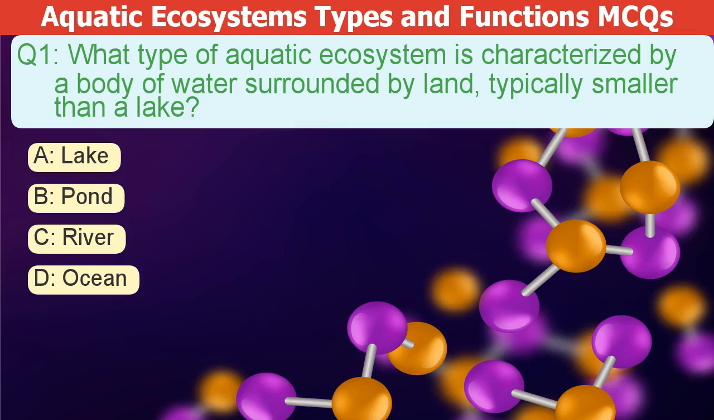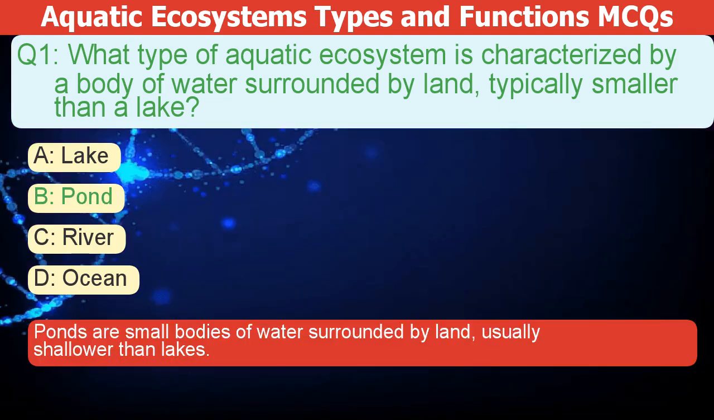What is the main difference between a pond and a lake? A. Size. B. Depth. C. Location. D. Type of aquatic life. The correct answer is A. Ponds are smaller water bodies compared to lakes.